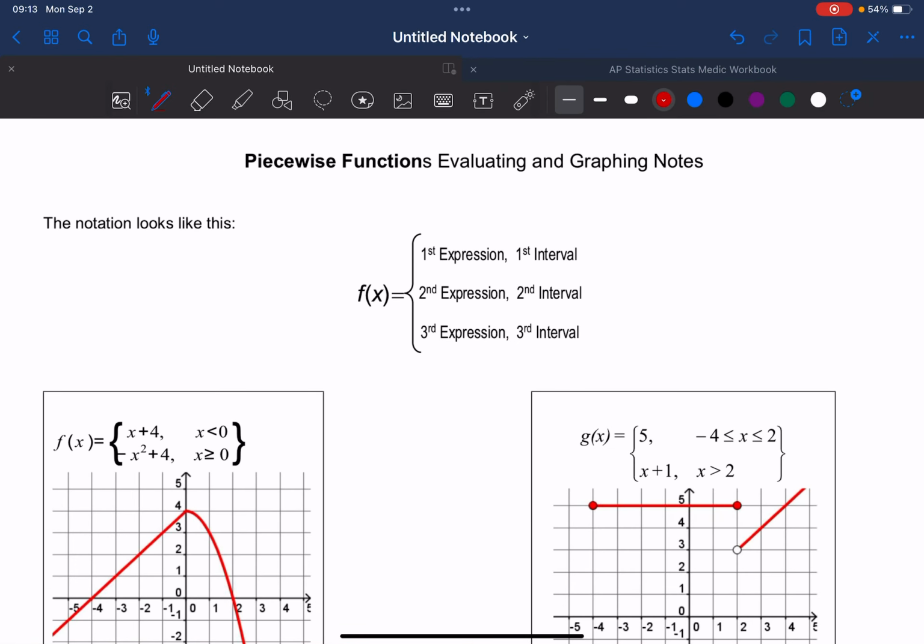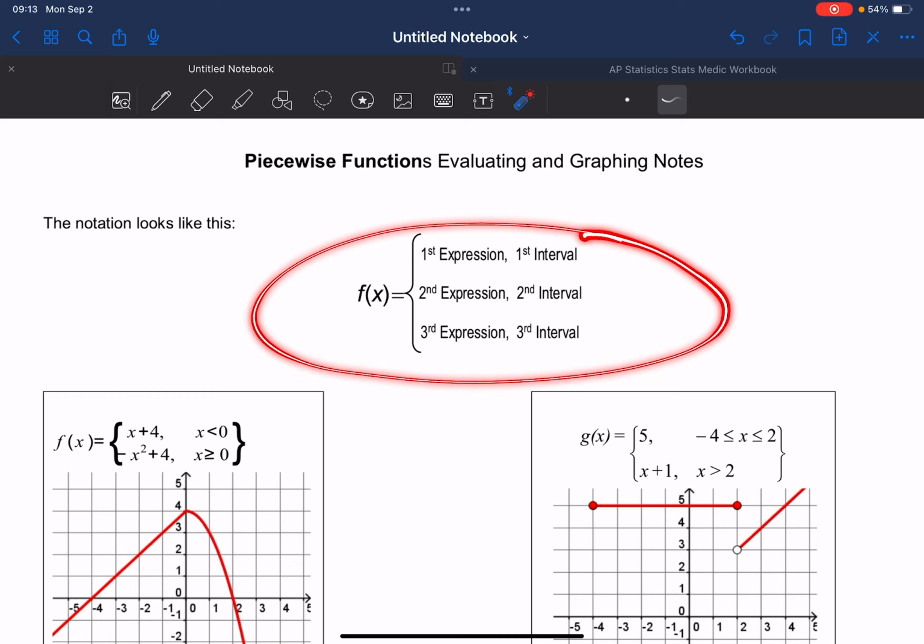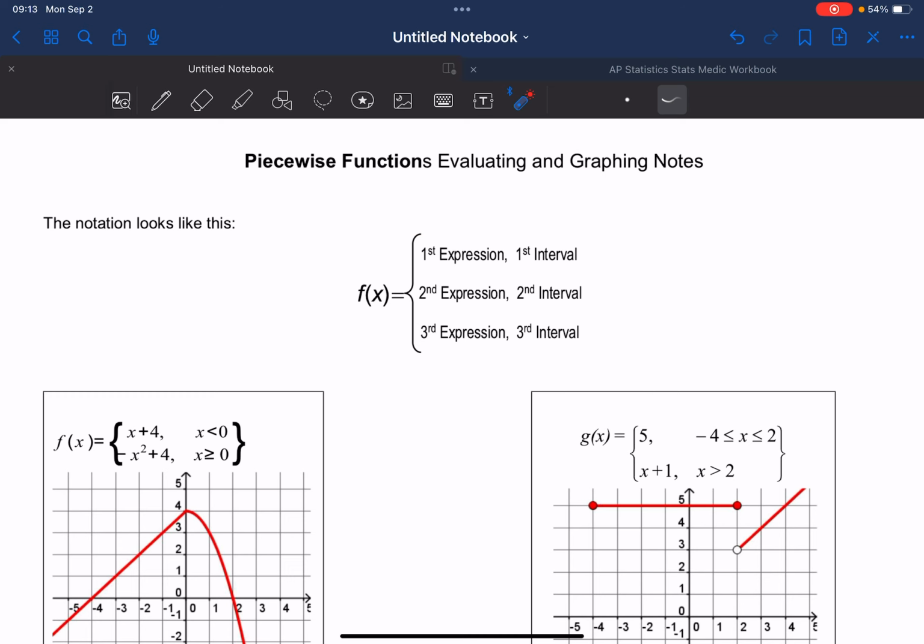Okay, this is Unit 1 notes of piecewise functions, evaluating and graphing notes. Here we are going to look at the notation of a piecewise functions and then how to evaluate if we're given a formula. So looking at the first here is this notation. Okay, so this is the notation of a piecewise function.